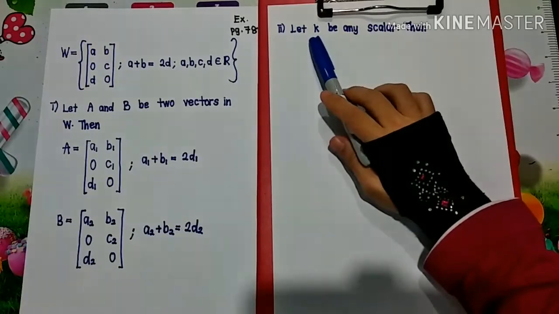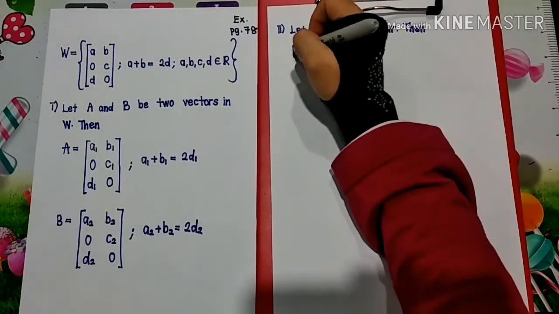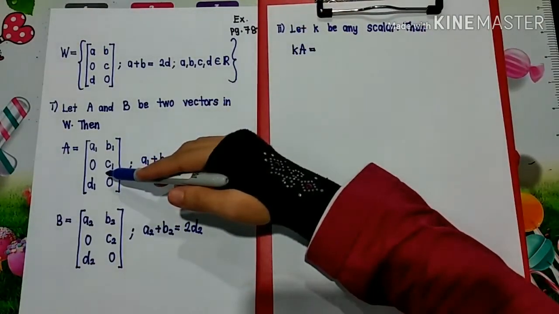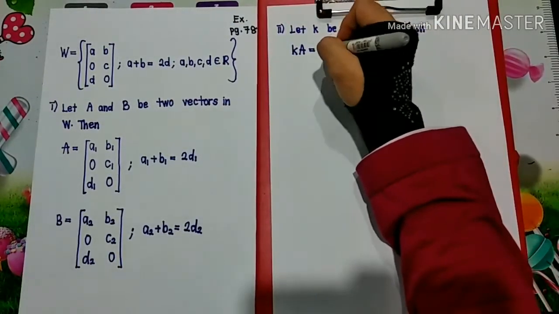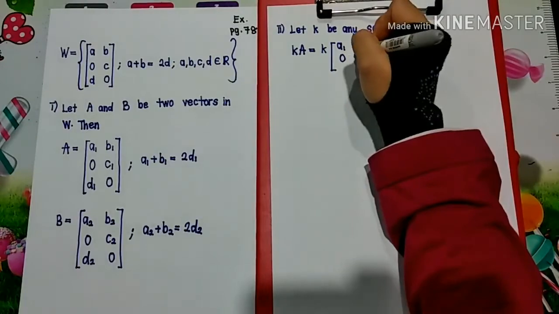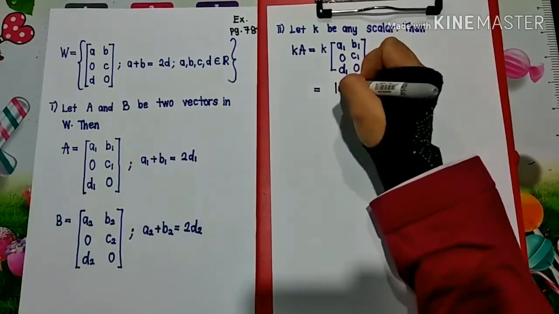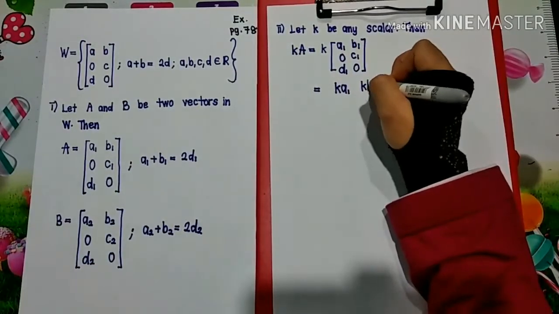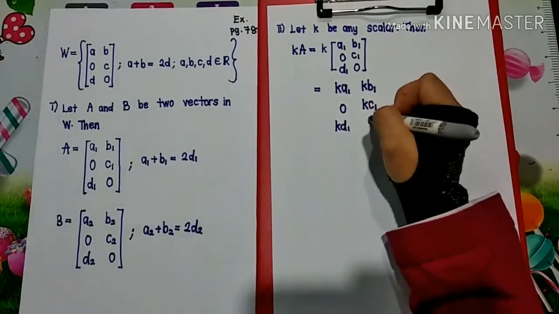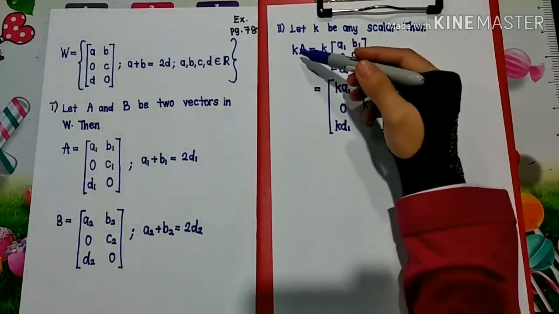So first, you must introduce, let's say K, to be any scalar. Then we show the second condition. K multiplied with A. A is the vector that we introduced for the first condition just now. So K multiplied with A, where A is A1, B1, 0, C1, D1, 0. So what will you have here? KA1, we just do the normal scalar multiplication. 0, KC1, KD1, 0. So we get the scalar multiplication of K multiplied with A.